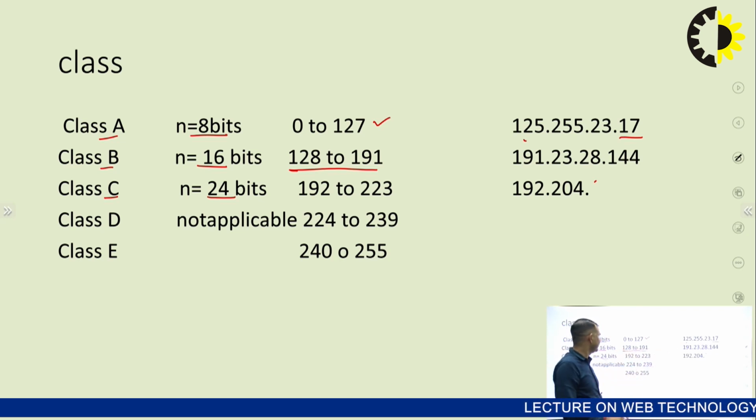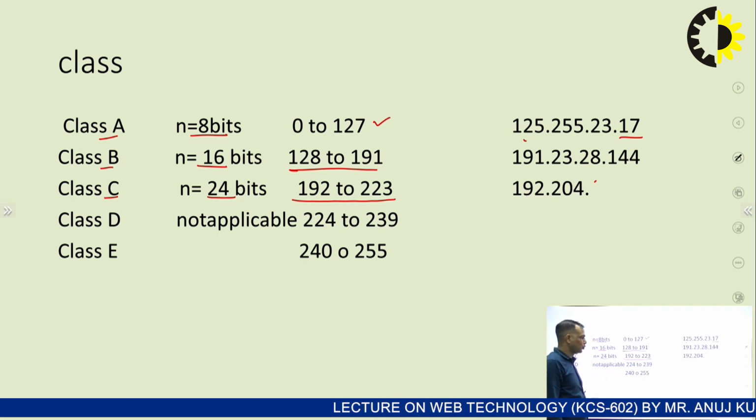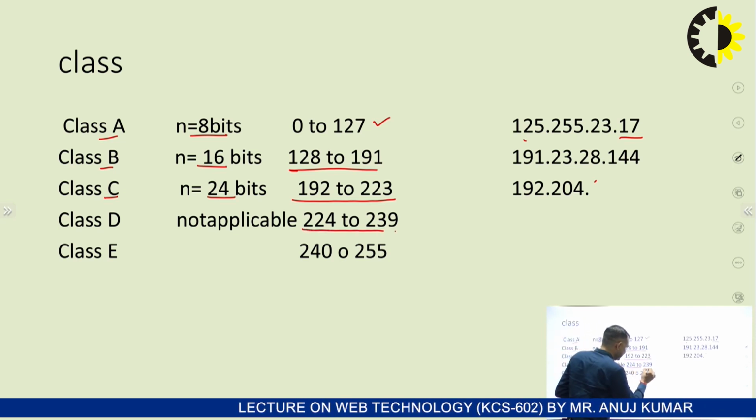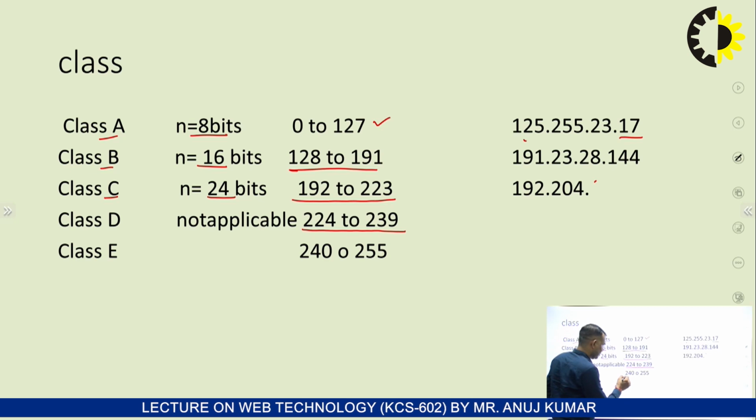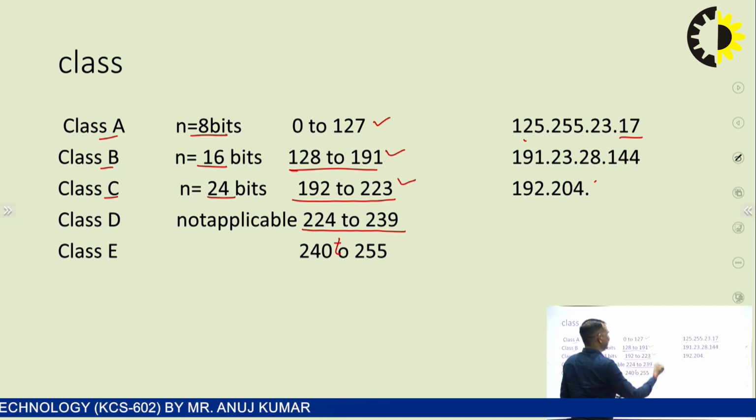We can define this, and here the class C range is 192 to 223, and class D is 224 to 229, and class E is 240 to 250. So mostly we are using class A, class B, or class C. We are using any one of these 3.